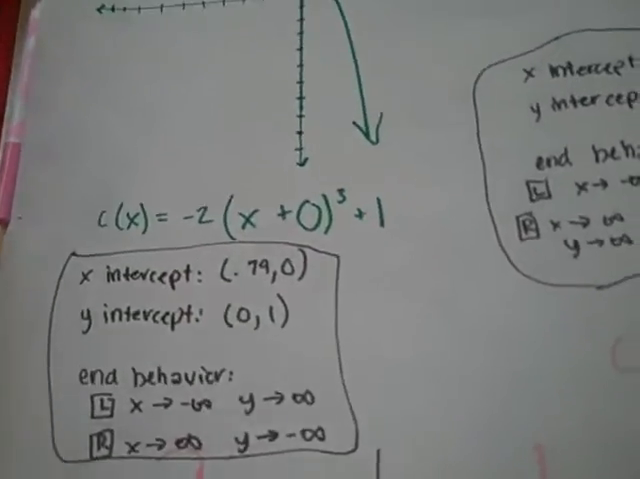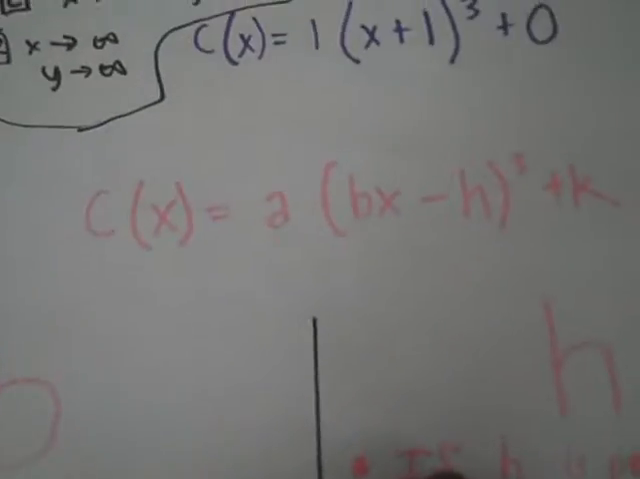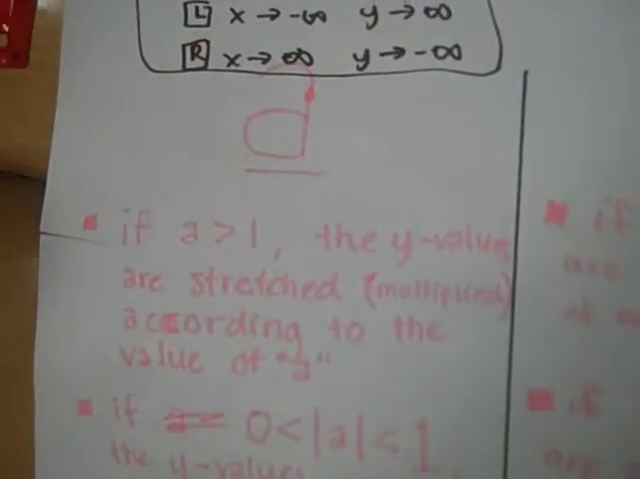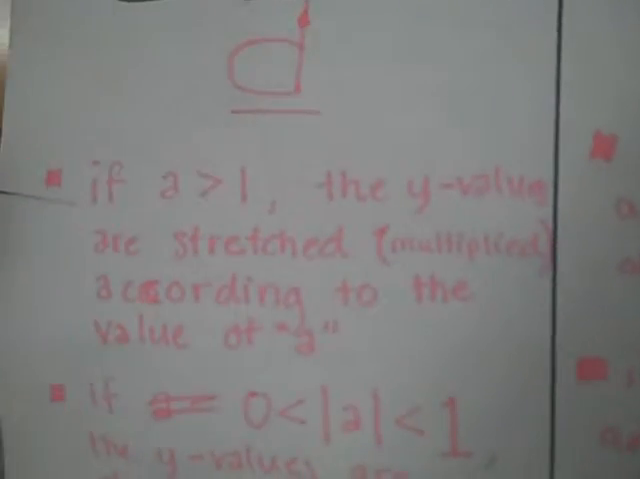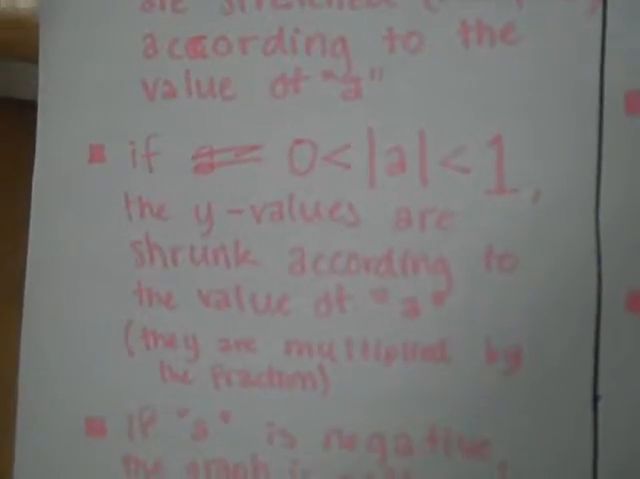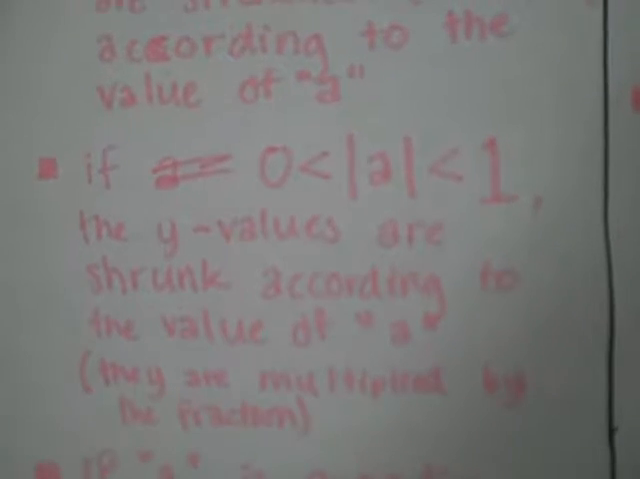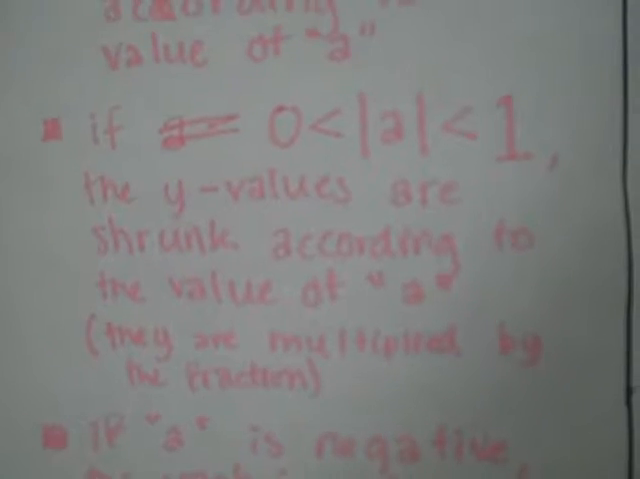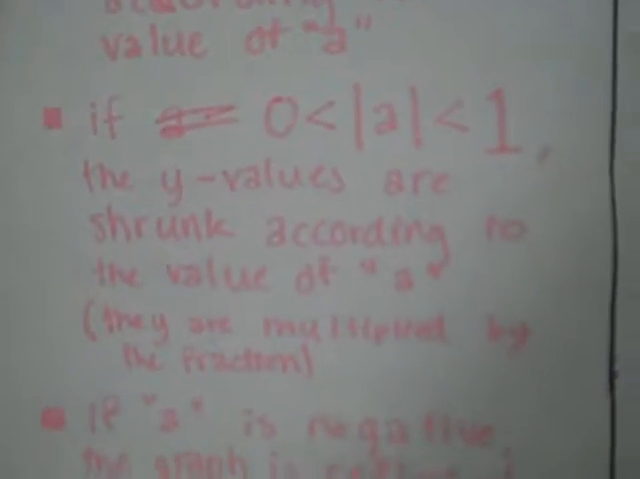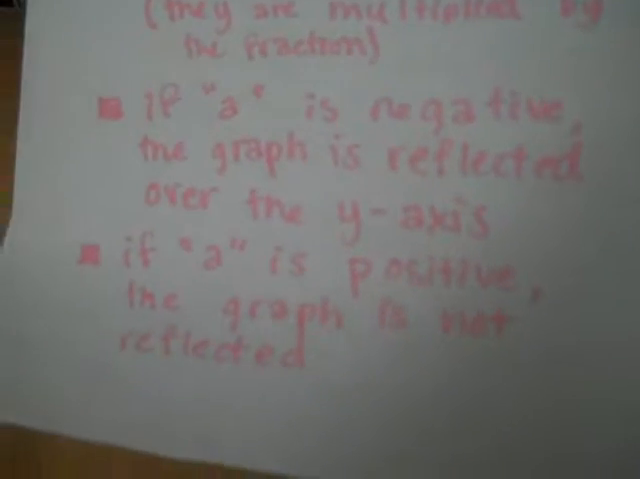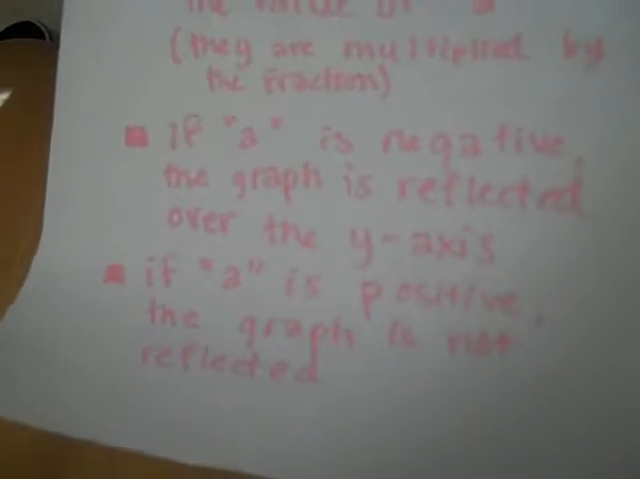Okay, for the parameter of a here, a affects the y values. If the absolute value of a is greater than 1, the y values are stretched or multiplied according to the value of a. If the absolute value of a is greater than 0 and less than 1, the y values are shrunk according to the value of a. Basically, they are multiplied by a fraction. If a is negative, the graph is reflected over the y-axis. If a is positive, the graph is not reflected.